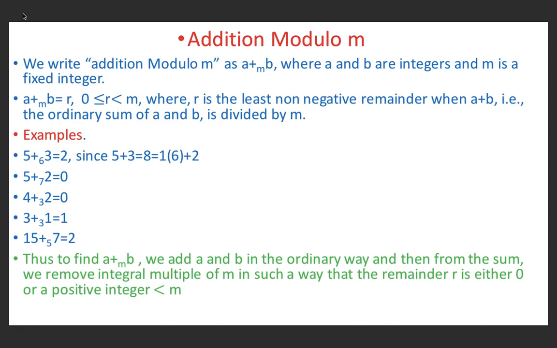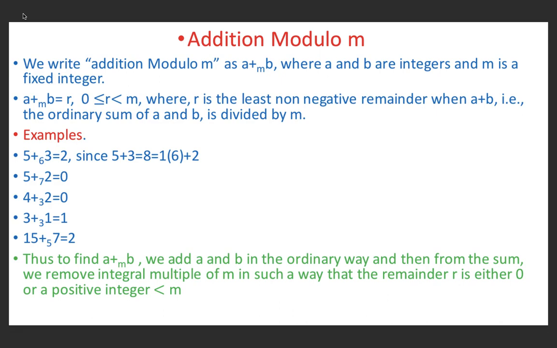For example, addition modulo 6 of 5 and 3 is 2, because 5 plus 3 is 8, and when we divide 8 by 6, the remainder is 2. Addition modulo 7 of 5 and 2 is 0, because when we add 5 and 2, the result is 7, and when we divide 7 by 7, the remainder is 0. Addition modulo 3 of 4 and 2 is 0, because 4 plus 2 is 6, and when we divide 6 by 3, the remainder is 0.